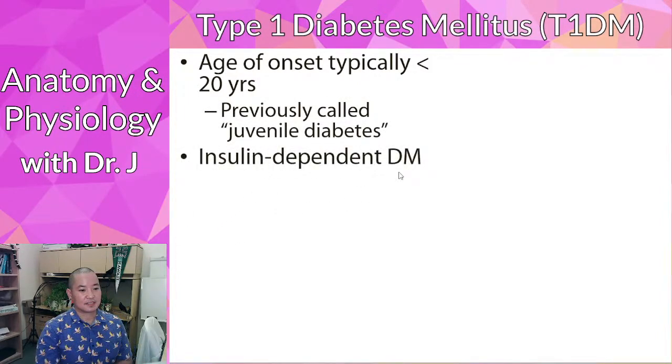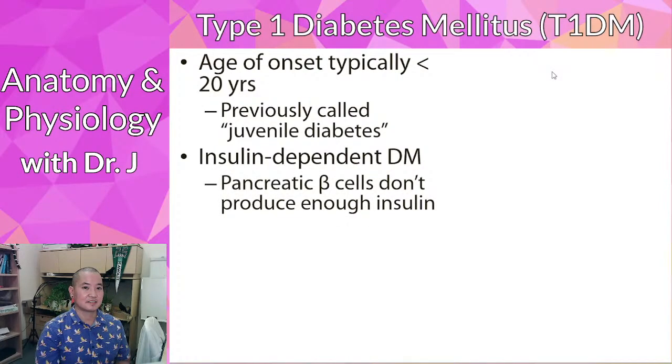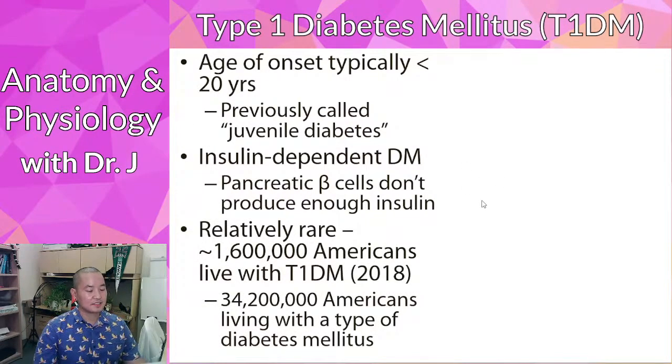This is what defines type 1 diabetes mellitus: these people need insulin. They are insulin dependent. So why are they insulin dependent? Well, it's because their body doesn't produce enough insulin, therefore they need to supplement their body with insulin so that they have normal blood glucose levels throughout their life. And it's relatively rare.